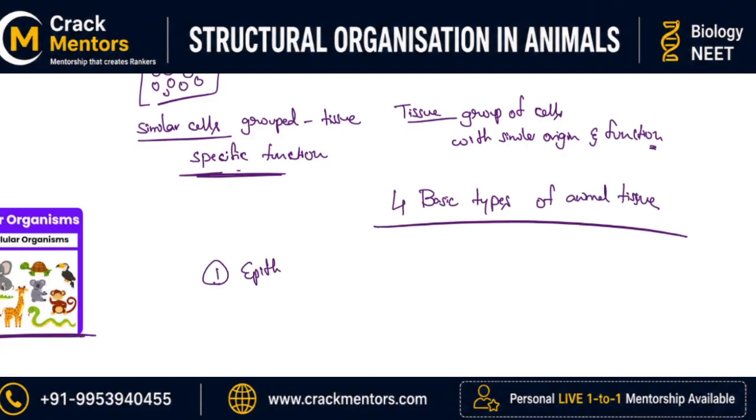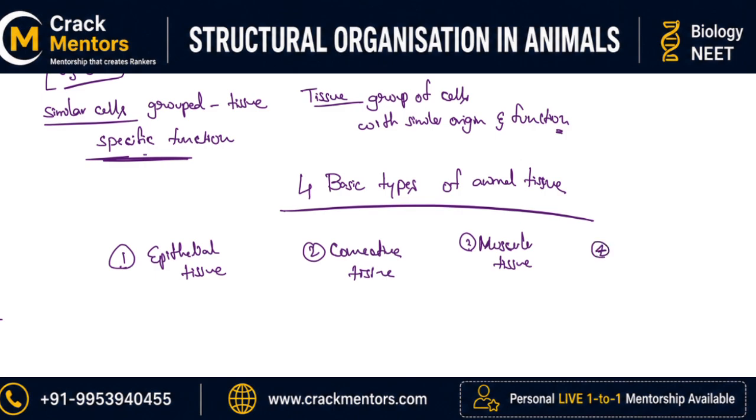The first type of tissue is our epithelial tissue. Then we have a connective tissue. Then we have a muscular tissue, after which comes the neural tissue. Under the epithelial tissue, we have the cells which are capable of performing protection, that form the lining and does absorption. So the cells performing these will come under the epithelial tissue.